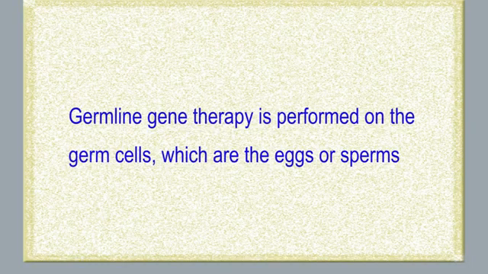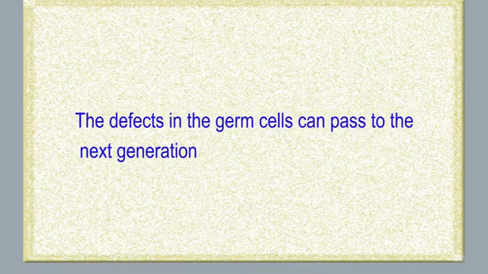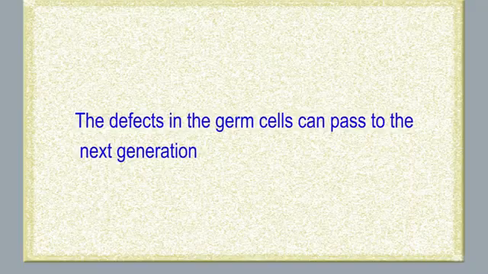Germline gene therapy is performed on the germ cells, which are the eggs or sperms. The defects in the germ cells can pass to the next generation. The mutated gene expression can show the diseased phenotypes in the children. The gene therapy in the germ cells can pass to the children. It can show the permanent effect of the therapy in the successive generations.